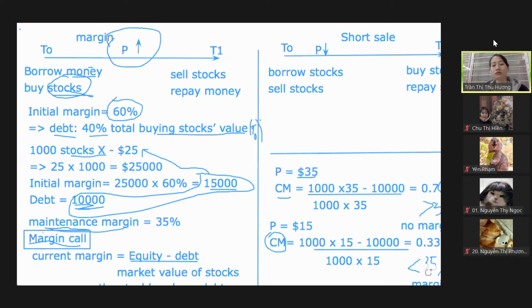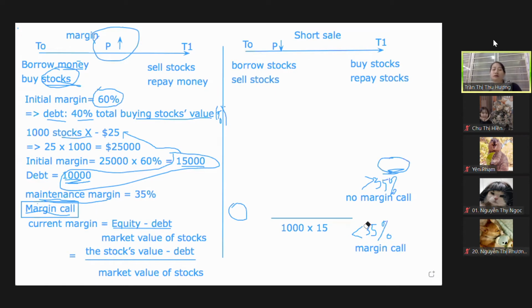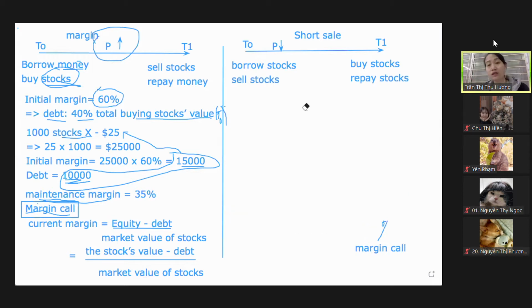For short sale, at time T0, the investor will borrow the stock, and then they sell this stock immediately to the market and collect the money back. At time T1, the investor will buy back the stock and repay the stock to the securities company, and they take the profit if the market price decreases.